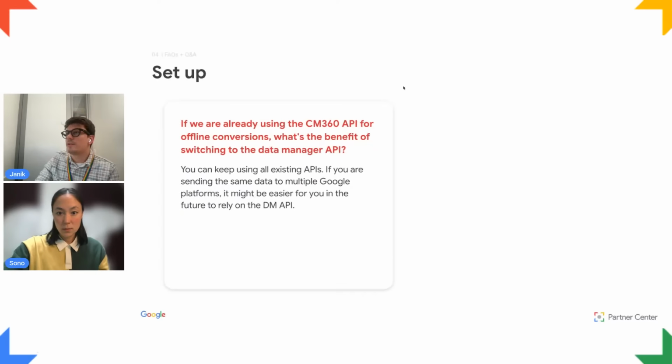Moving on, let's see if we have one more on the setup. If we are already using the Content API for offline conversions, what's the benefit of switching to the Data Manager API? To make this very clear, as of today, you can keep using all existing APIs. There is no need to switch over to the new API. However, if you're sending the same data to multiple endpoints, it's easier to rely on the Data Manager API because you can send it with the same call to multiple endpoints. So it's just easier for you in the setup.